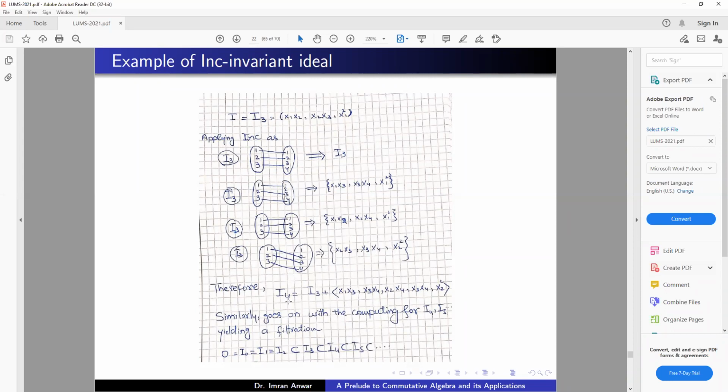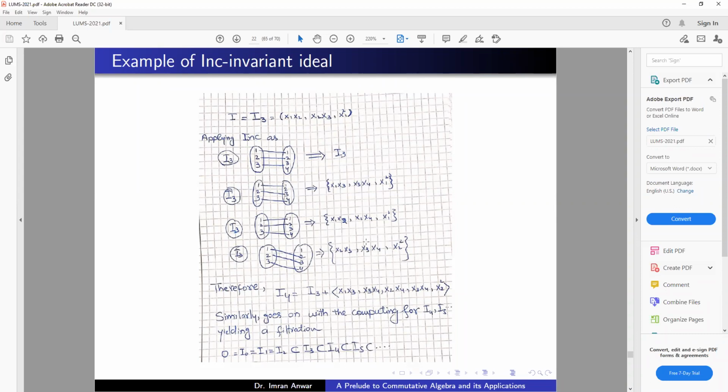The next ideal in the filtration is going to be the union of the generators of all these. So all the generators of I3, plus the generators which are not present in I3, which are the new ones. So x1 x3 is not there, so it is a new entry. x3 x4 is not there, so it is a new entry. x1 x2 is already there, so it is not included again. x2 x4 is not there, so it is included here. Similarly, x1 squared is already in I3, so there is no need to write it. x2 x3 is already there in I3, so there is no need to write it down.